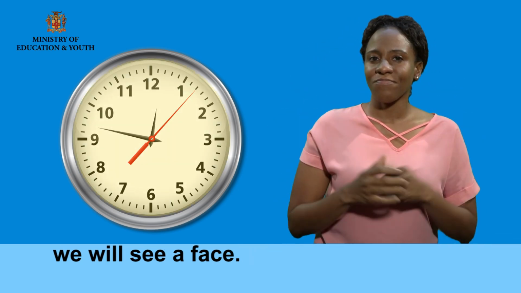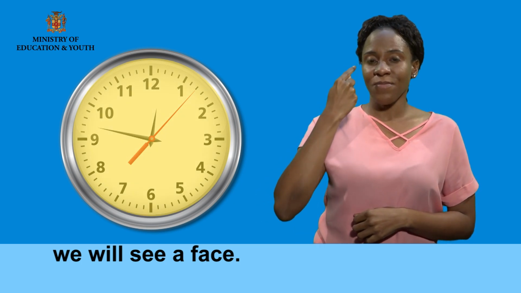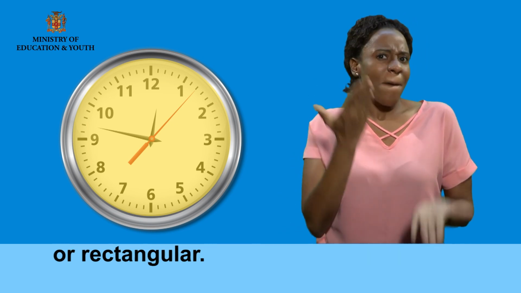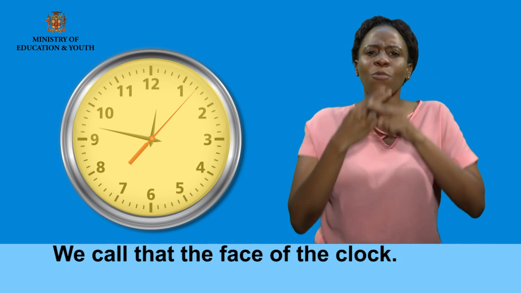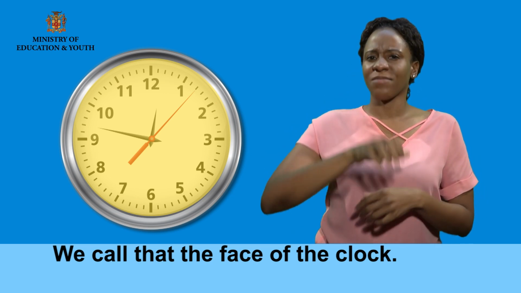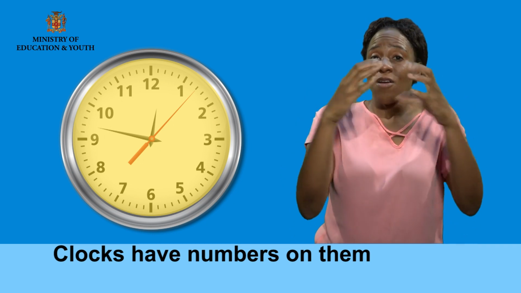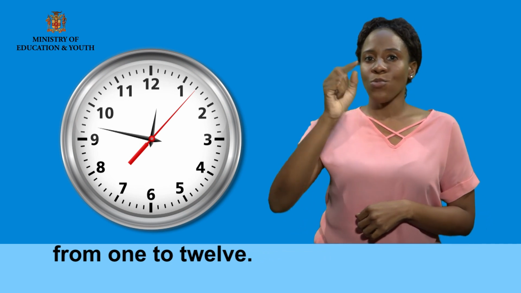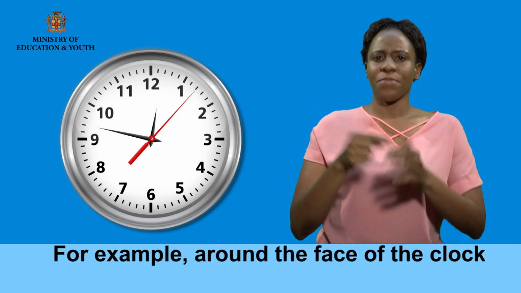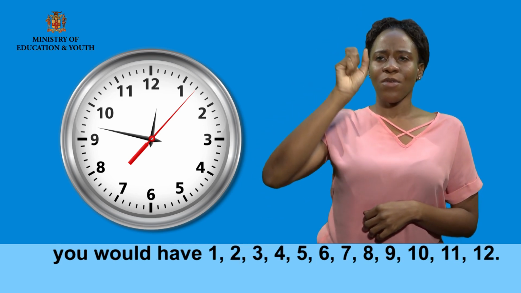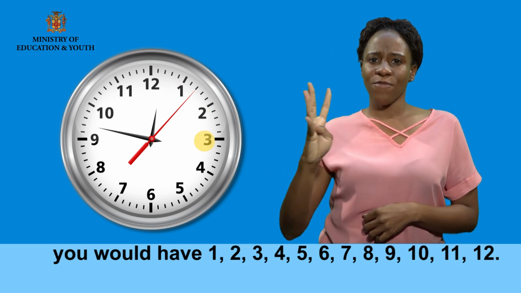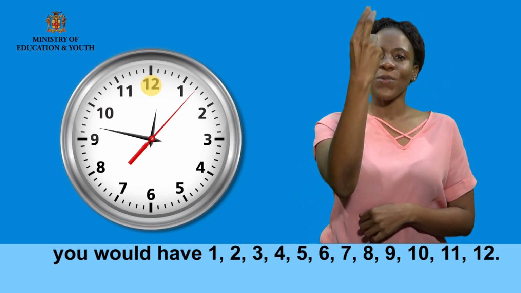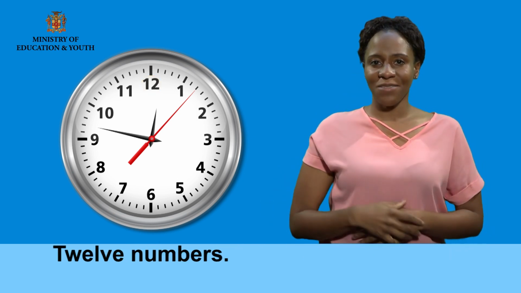If we look at the clock, we will see a face. The clock may be shaped like a circle, or rectangular. We call that the face of the clock. Clocks have numbers on them, from 1 to 12. For example, around the face of the clock, you'll have 1, 2, 3, 4, 5, 6, 7, 8, 9, 10, 11, 12. 12 numbers.